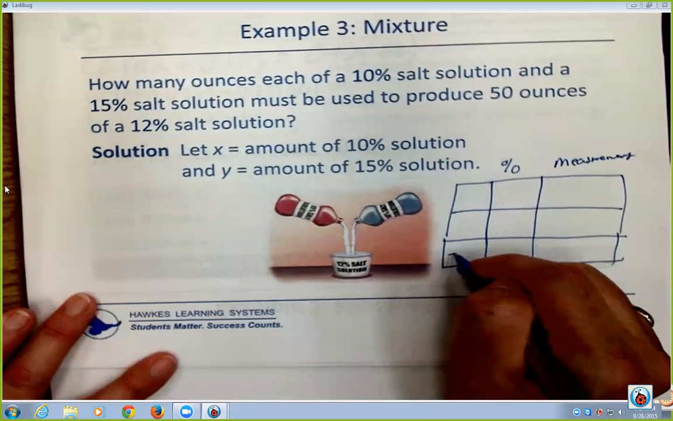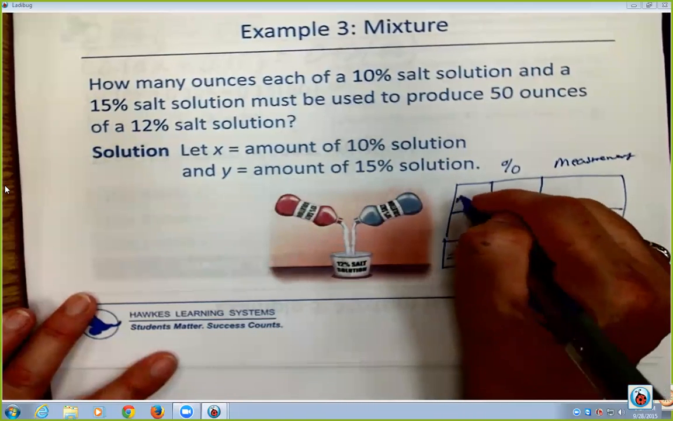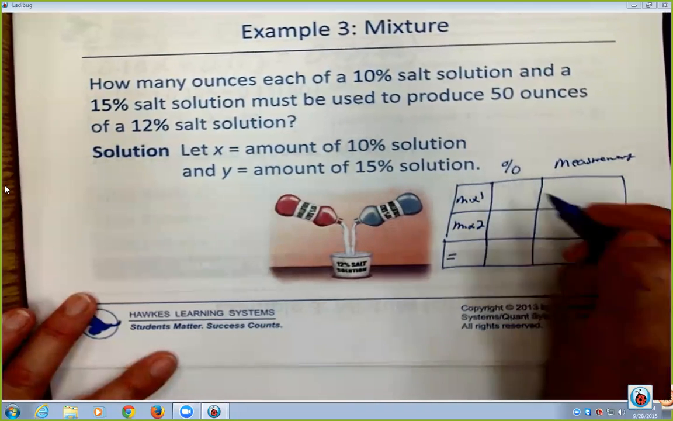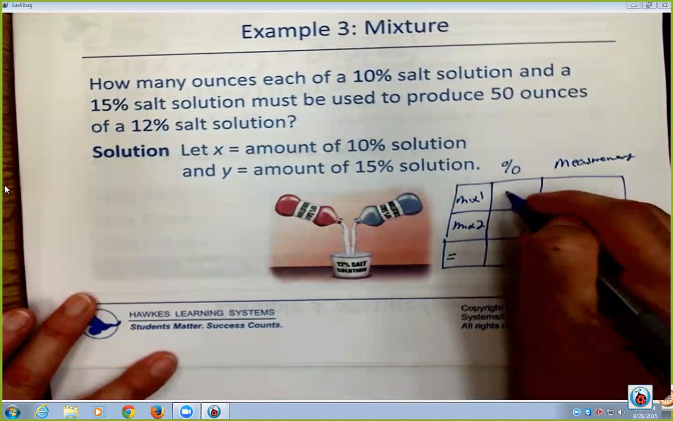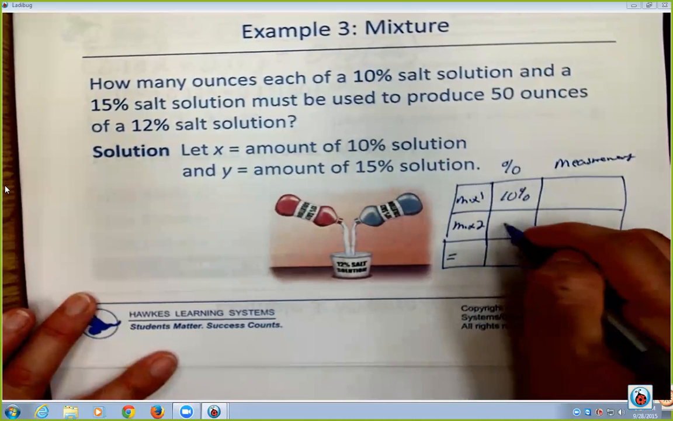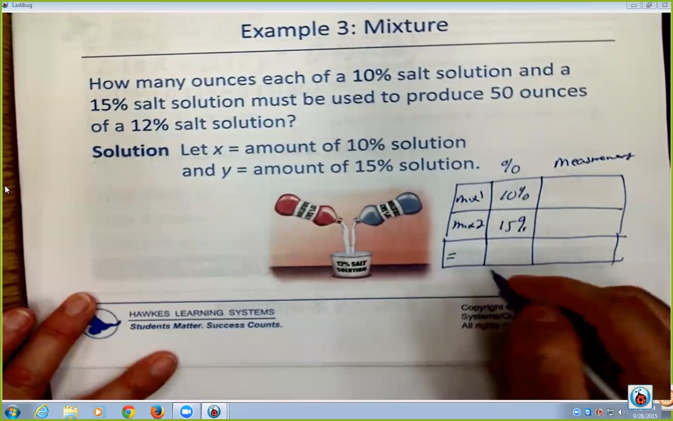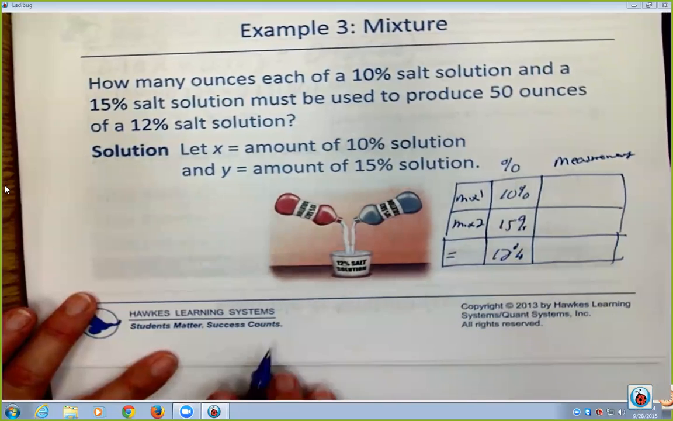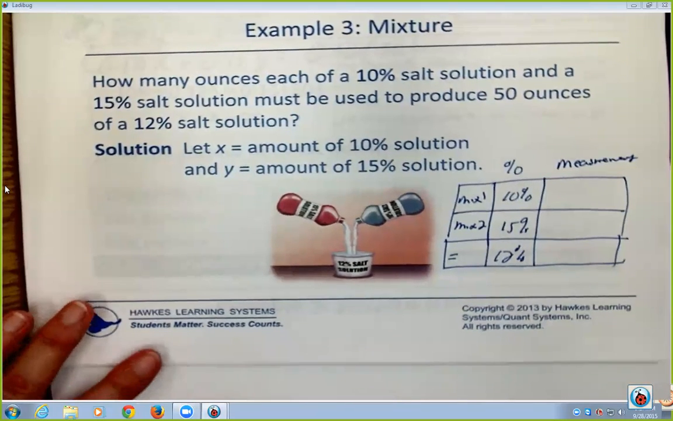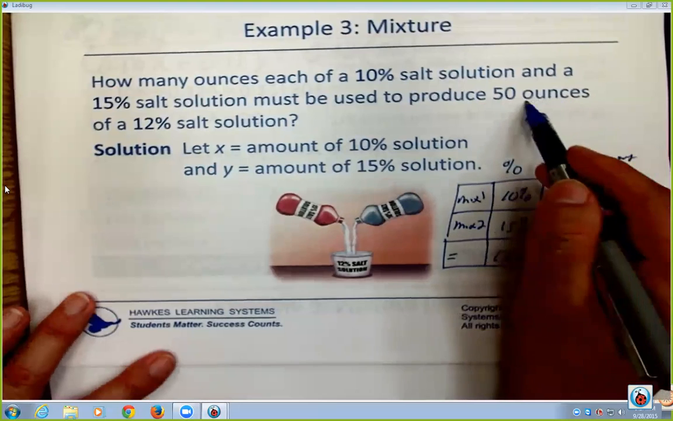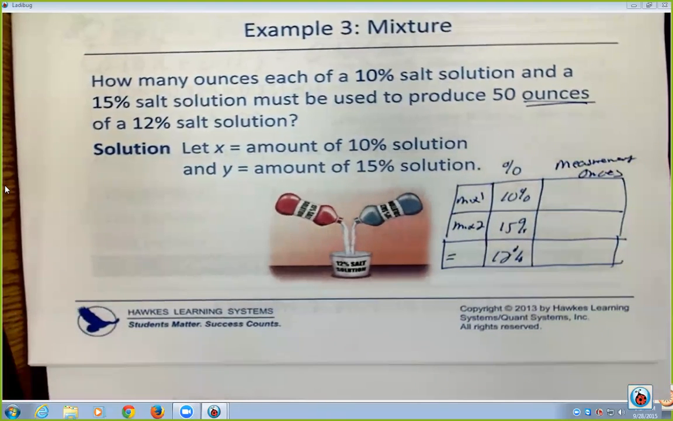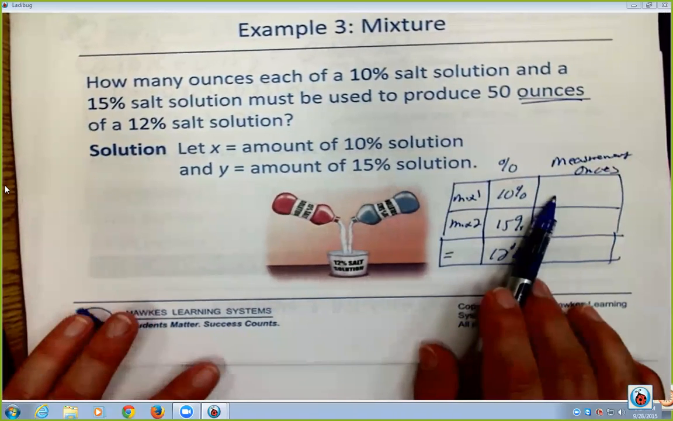So the equals goes down here. You have mix 1 and you have mix 2. And you put all of your percentages in one column. So I have a 10%, I have a 15%, and I have a 12%. The 12% is what it's going to equal. So what am I putting together to make this? Well, my measurement that I happen to have is ounces. So do I have a clue as to how many ounces I have? How many ounces of 10%? Do I know?